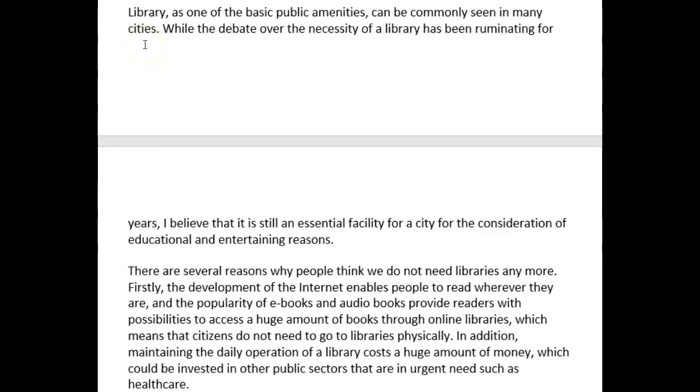The library, as one of the basic public amenities, can be commonly seen in many cities. While the debate over the necessity of a library has been ruminating for years, I believe that it is still an essential facility for a city for the consideration of educational and entertaining reasons. Okay, lovely. I wouldn't say entertaining, I would say entertainment. It's a difference in meaning. And entertainment reasons means for reasons of entertainment, which is actually what you're trying to say.